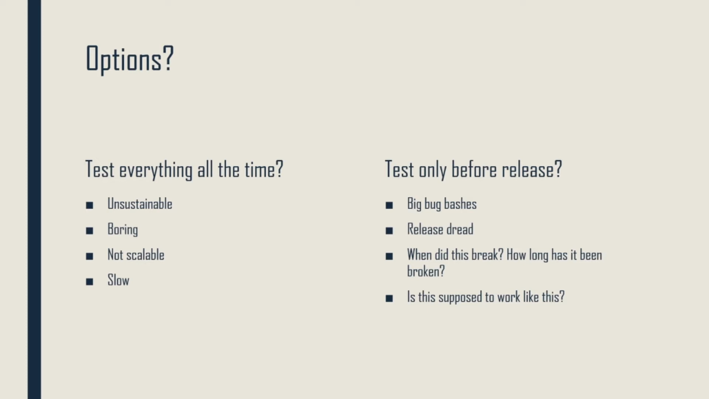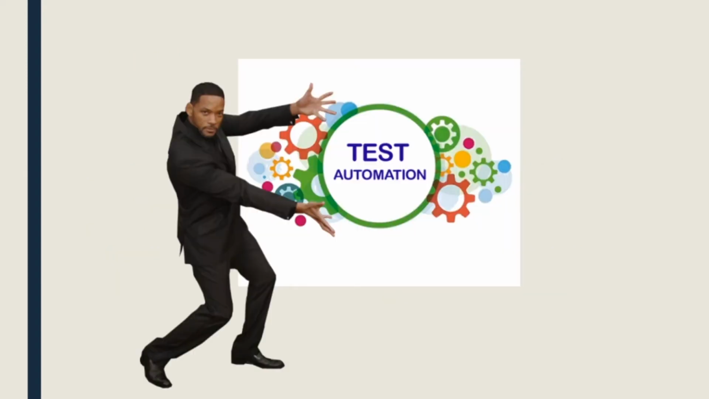So then let's manually test stuff before release. And that's fine, but you end up with these huge bug bashes. You reach the end of your milestone, you go to test, you find out 100 things are broken. And like I said, that gives you release dread, right? You are fearful of releases because you know this is going to come. And you end up with the situation of asking yourself, when did this break? How long has it been broken? Is it even supposed to work like this? And so these two options, they really aren't going to solve our problem. So may I present test automation?